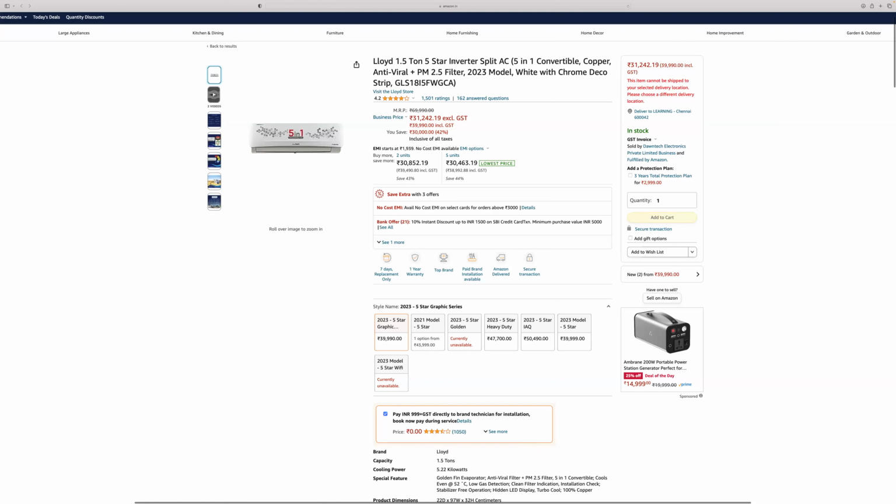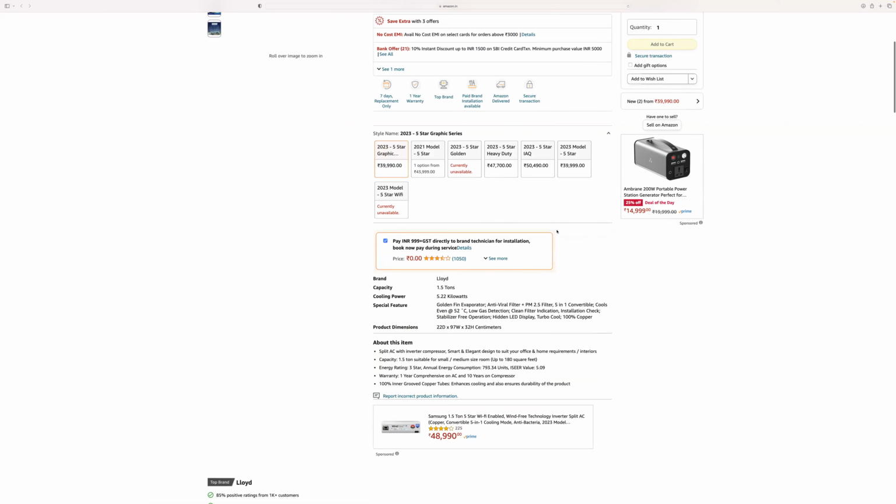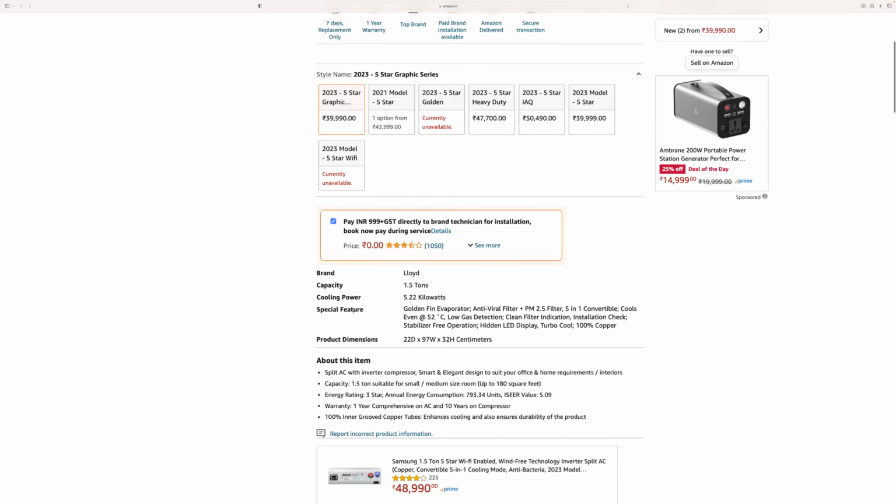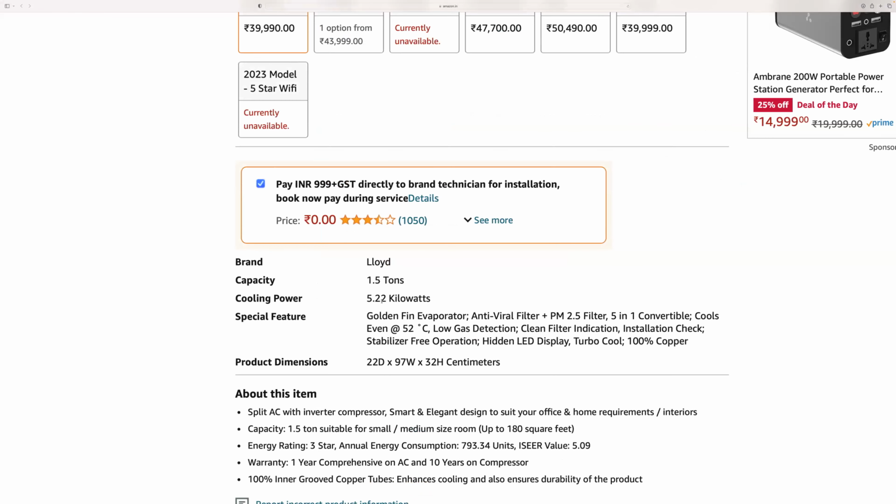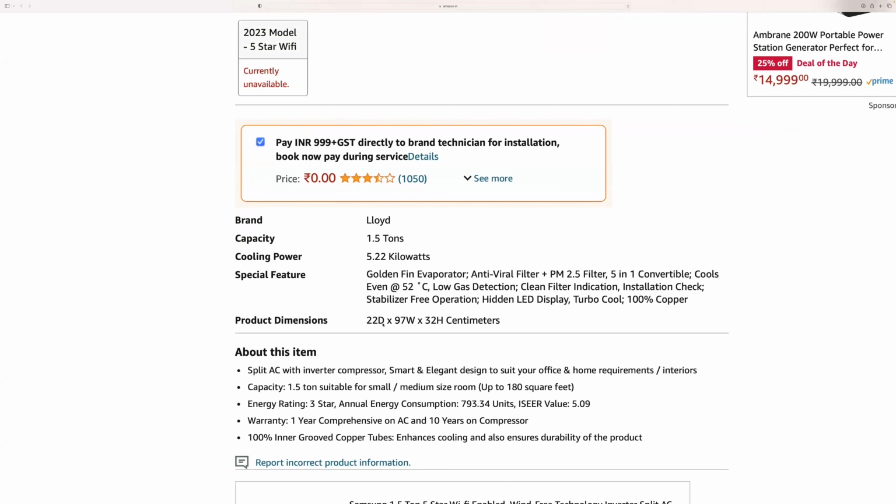So what I wanted to do is, if I take all these terms here, you are able to see the description. One is the brand and the capacity is written here. Cooling power is written here, 5.22 kilowatts, right? And some product dimensions are given. Is it not something related to your units and measurements?